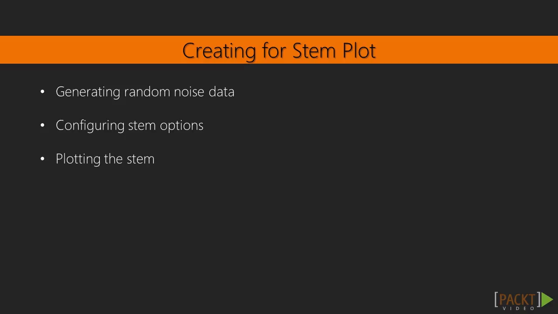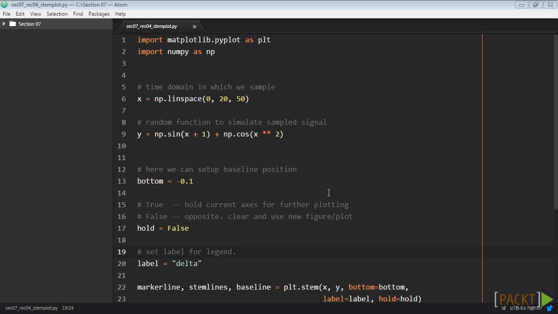To create a stem plot, perform the following steps. Generate random noise data. Configure stem options. Plot the stem. So here's the code to do it. First, we need some data. For this video, the generated sampled pseudo signal will suffice. In the real world, any discrete sequential data can be properly visualized using stemplot.